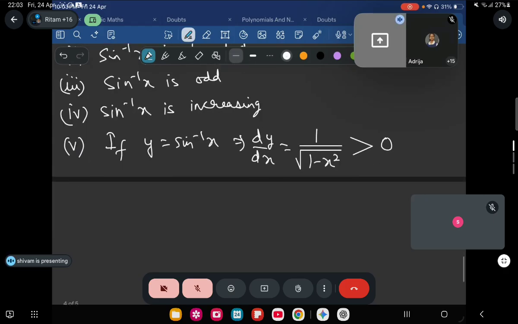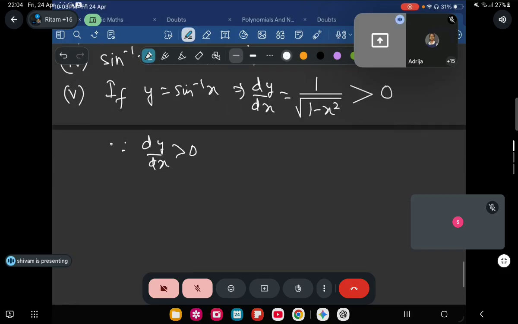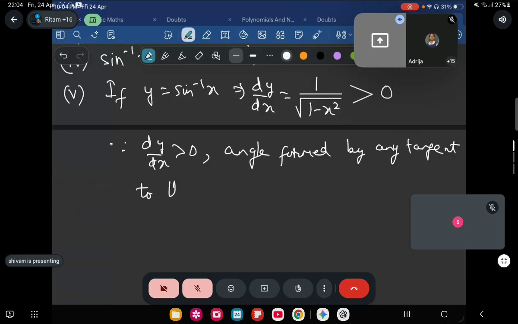Okay. This implies, since dy by dx is greater than 0, the angle formed by any tangent to this graph, y equal to sin inverse x, will always make an acute angle.